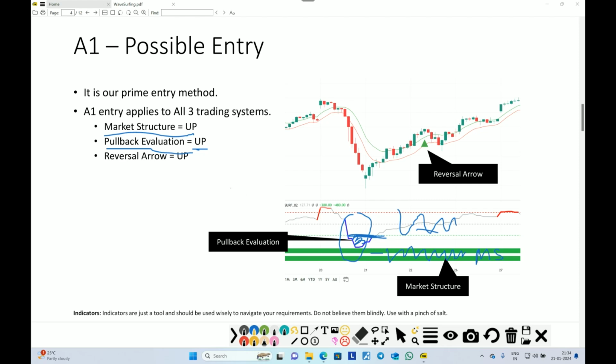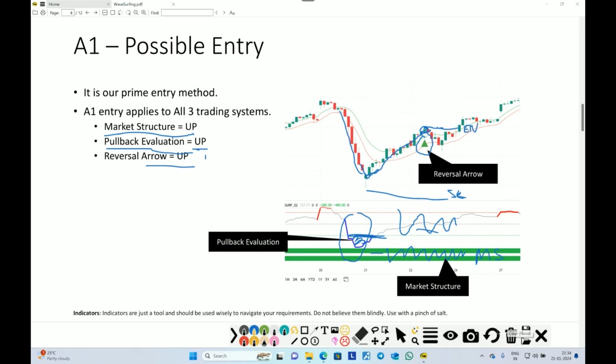And then we need a reversal arrow. It's not that the moment we get a pullback, we go and buy it. We have to wait for the market to come down, then wait for the reversal, and then the reversal arrow completes it. Once it is complete, that candle high is what you should consider as your entry point. This is your entry, and this swing low is your stop loss.